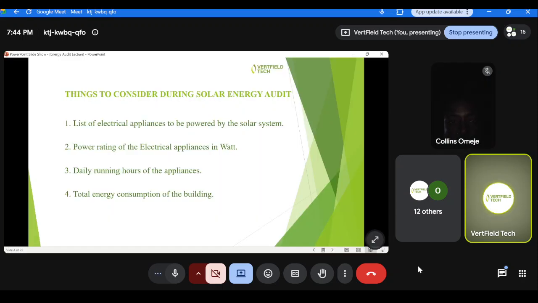Okay, things to consider during solar energy audit. One, the list of electrical appliances to be powered by the solar system. Two, the power rating of the electrical appliances in watts. Three, daily running hours of the appliances. Four, total energy consumption of the building. Those are the four things you need to put into consideration. These are the parameters that you need to have a very good idea of to run a good solar system setup.